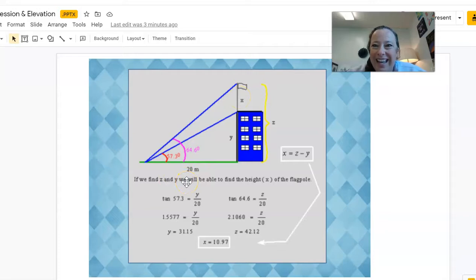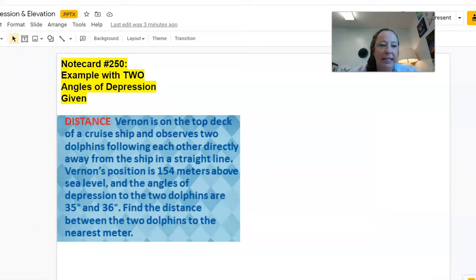So that's an example without the word problem, just the image and the words. So you can see that you could find the height of the flagpole if all you knew were these two angles of elevation and this one length. All right, so let's actually put this in practice. This is note card 250. This is an example with two angles of depression given. All right, so go ahead and pause me and write this down and draw a picture.